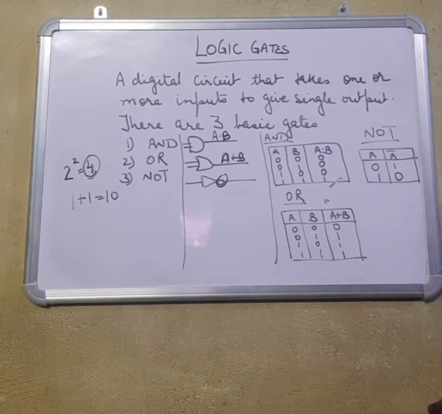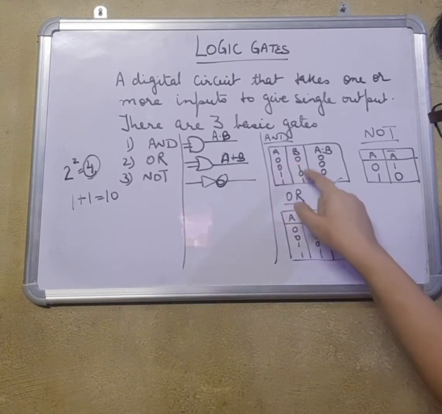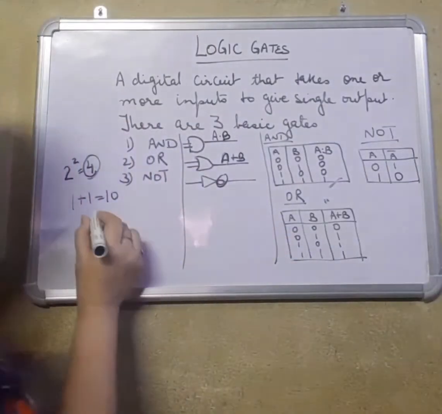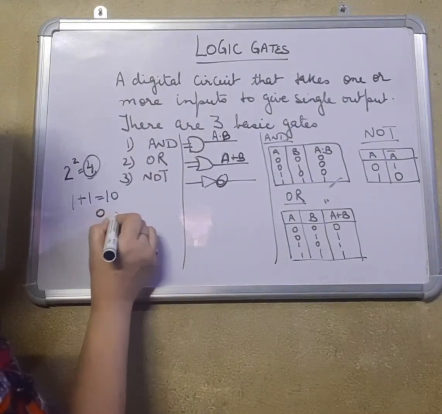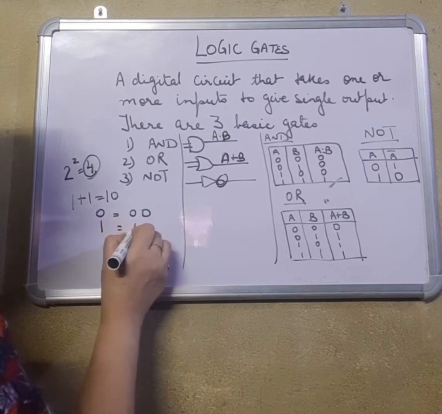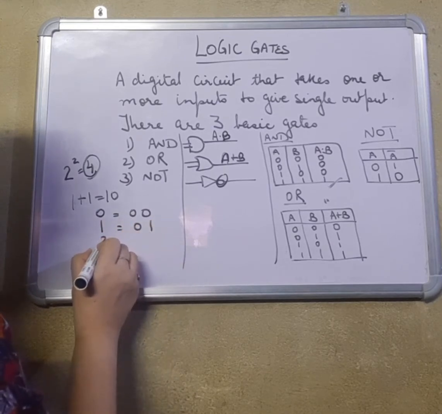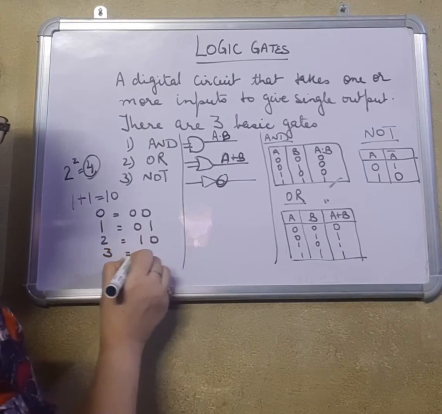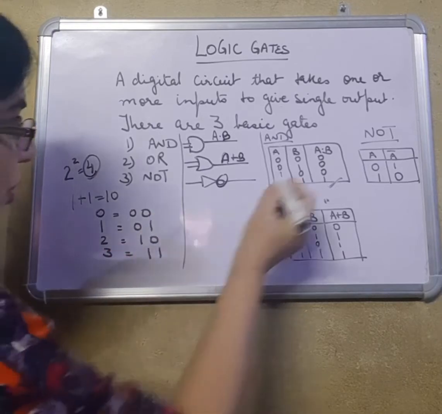Now, most of you may be asking how these inputs are given: A, B, 0, 0, 1, 1. They are actually the binary codes. The binary code for 0 is 0, 0. The binary code for 1 is 0, 1. The binary code for 2 is 1, 0. And the binary code for 3 is 1, 1. This is what we are getting here.